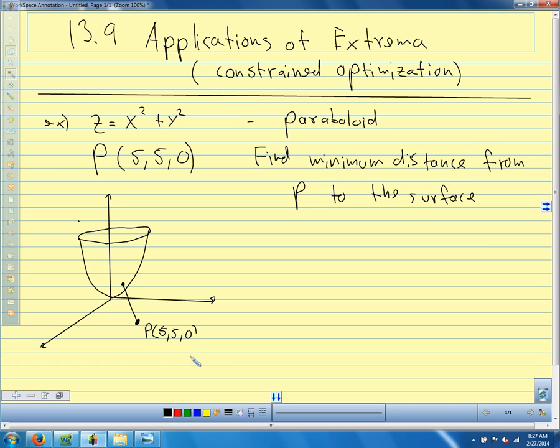What function are we trying to minimize? What is the distance between 2 points? We need to represent our distance as a function. Distance between points in space: the square root of x minus x0 squared plus y minus y0 squared, we're using the distance formula, plus z minus z0 squared, where the point that we're interested in is (x0, y0, z0). So this is the function that we're trying to minimize. We need to minimize d.